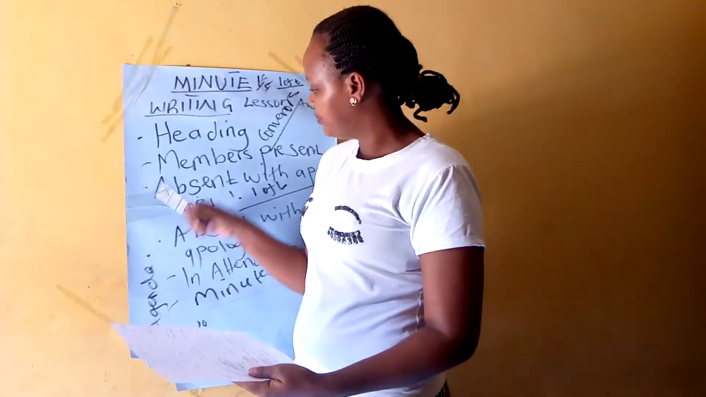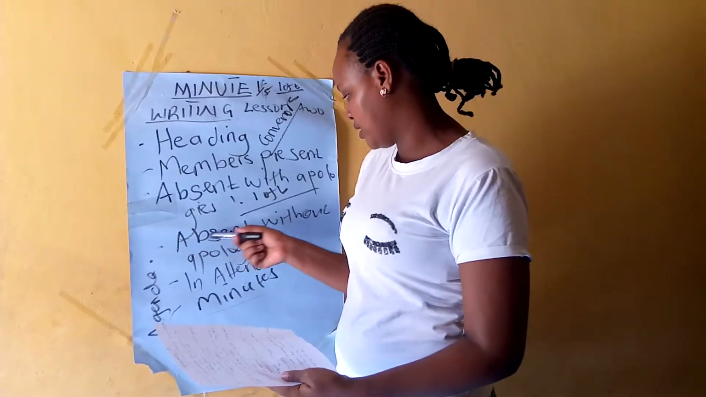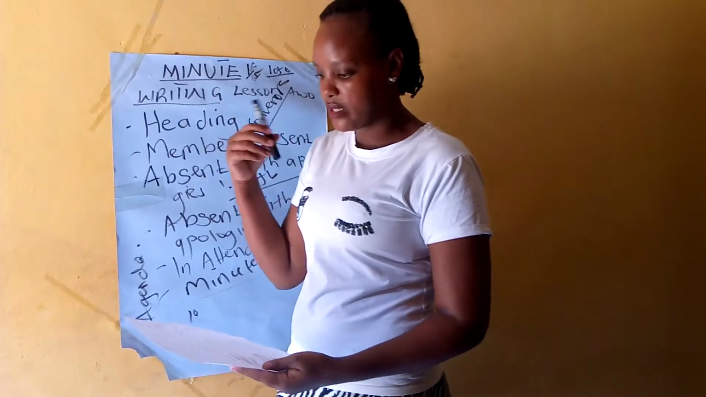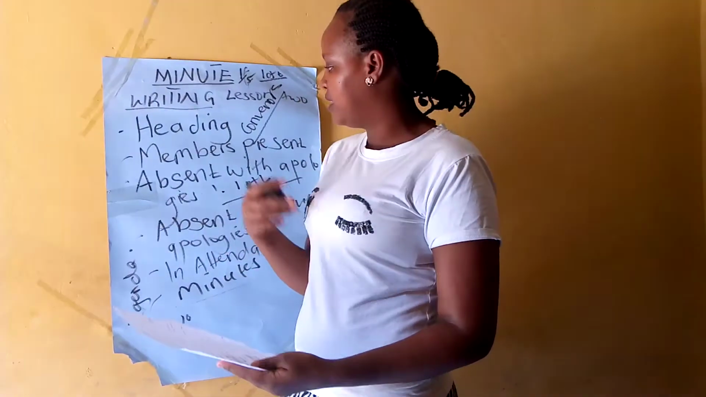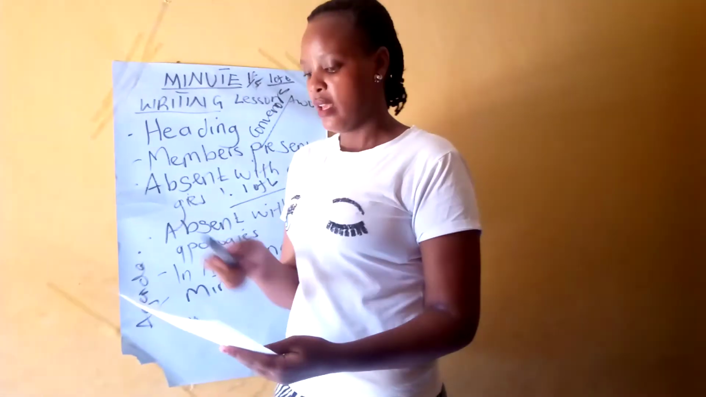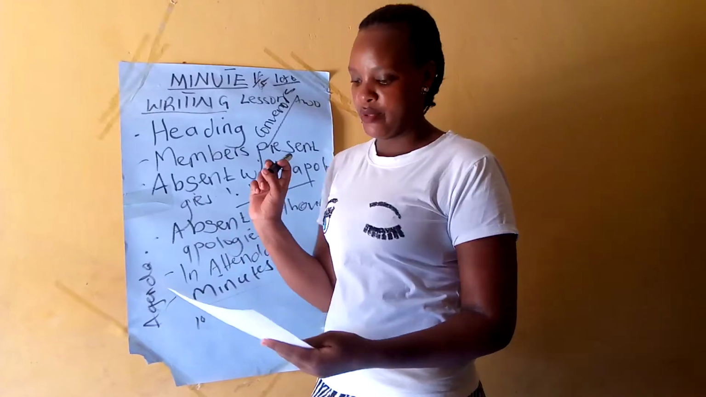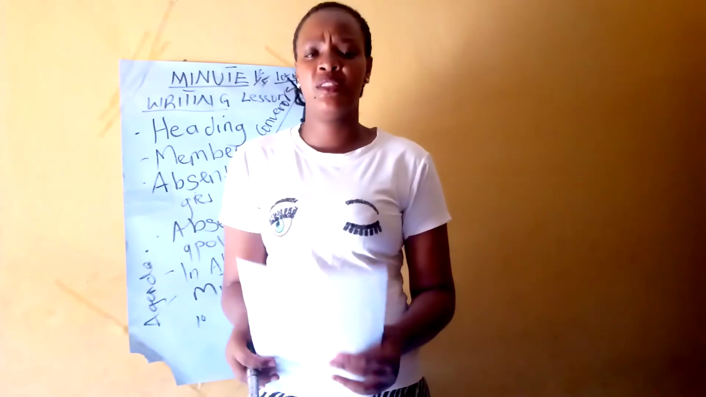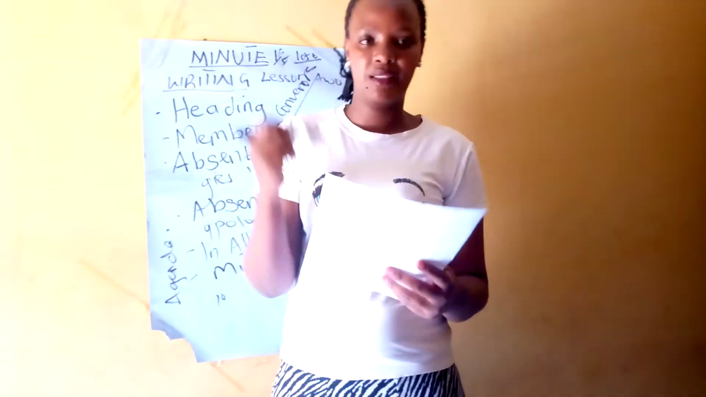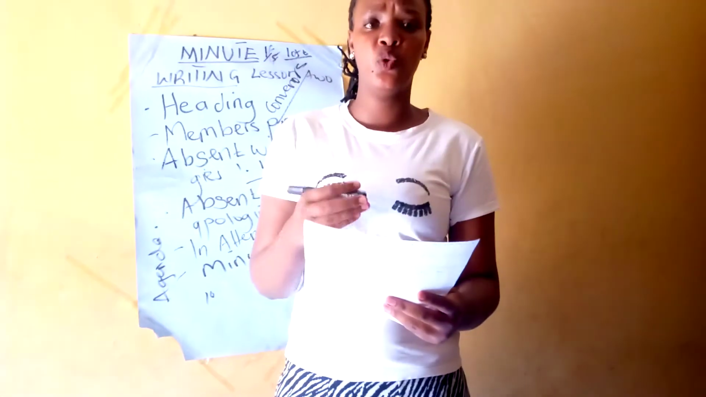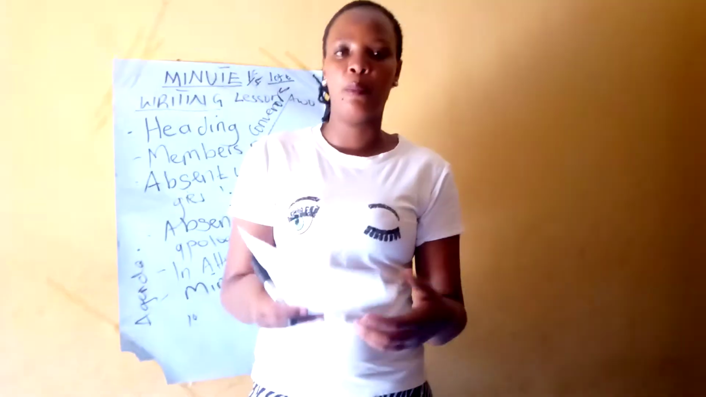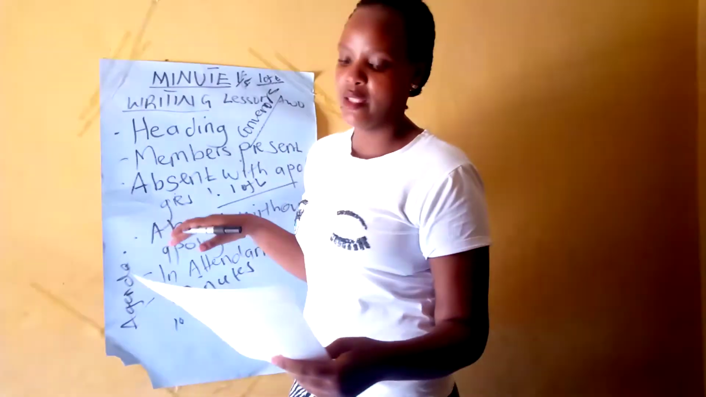So far we've gone through the heading, which entails the convenance of the meeting, venue, date, and time. Then we went to the members present, the people who have attended in person. Then we got the third aspect, absent members without apologies. These are the people who have not attended and have not contacted you to tell you that they are not coming. They have not sent an apology. These are the people you write here.